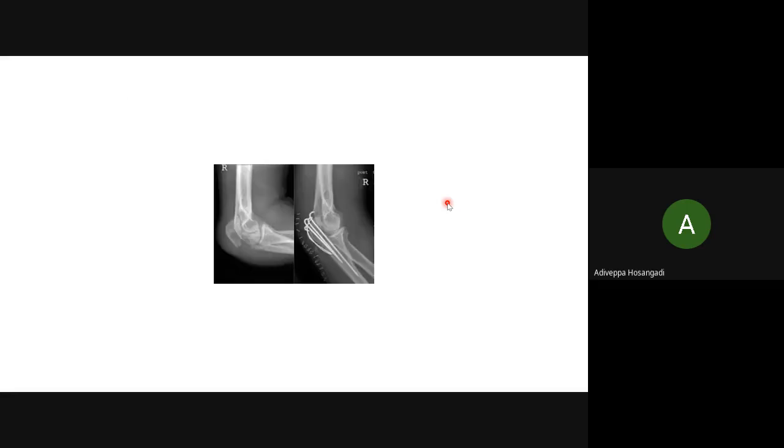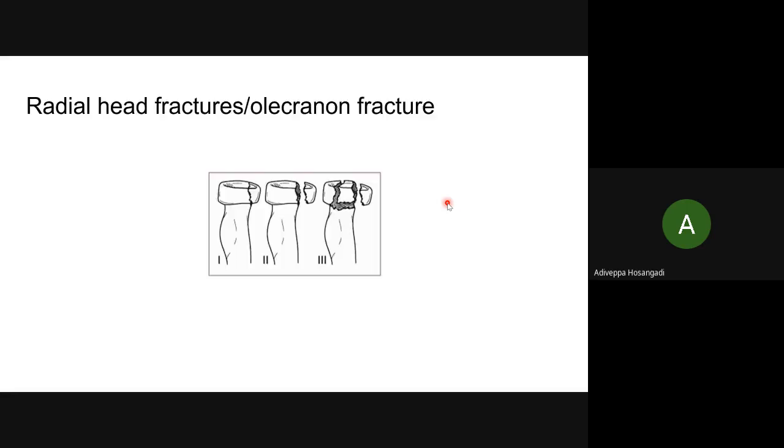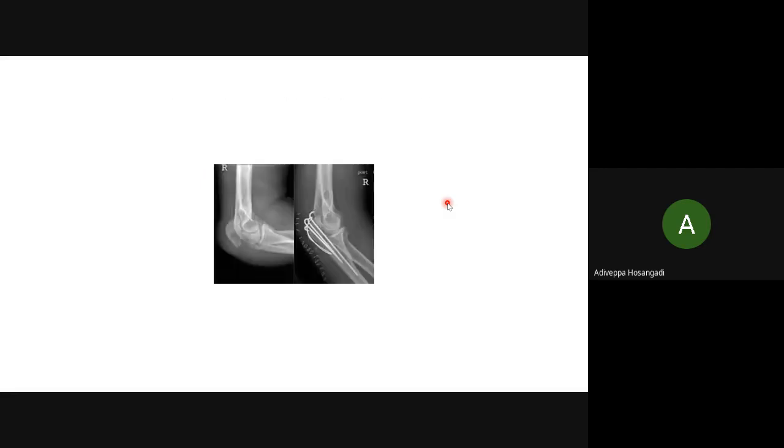Few important things about olecranon fracture I will tell you. Please remember, it is an avulsion fracture. Compare the olecranon fracture with the patella fracture, where here a strong triceps is attached to the olecranon, and there a strong quadriceps is attached to the patella.